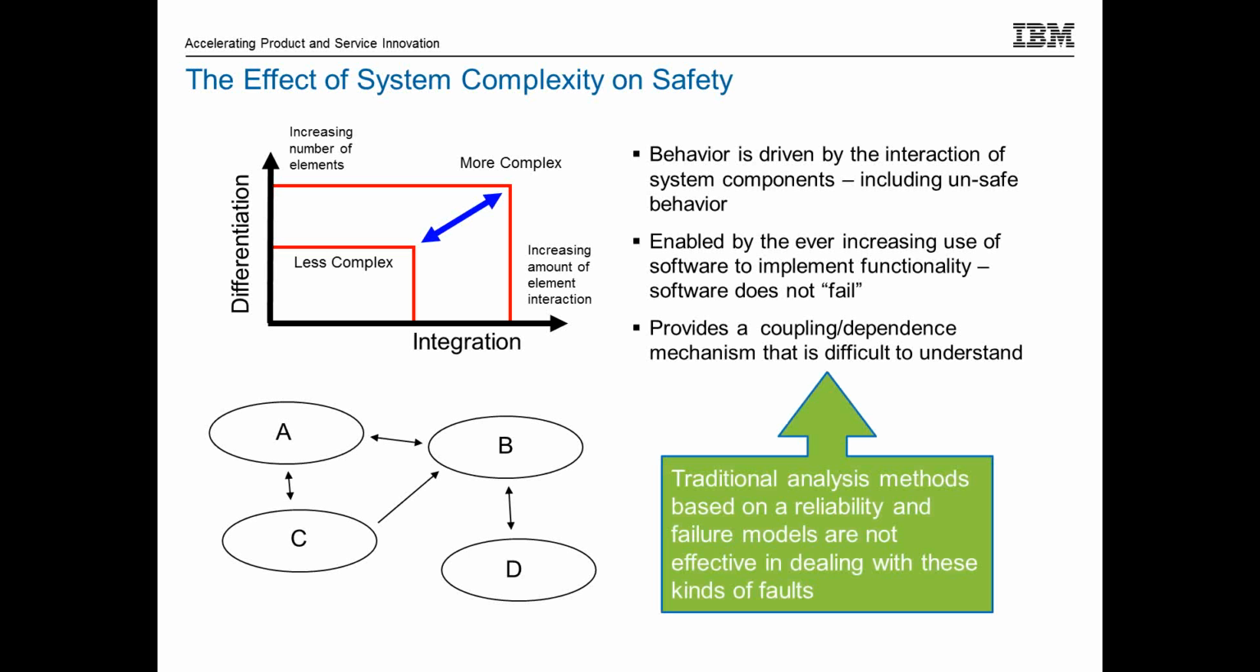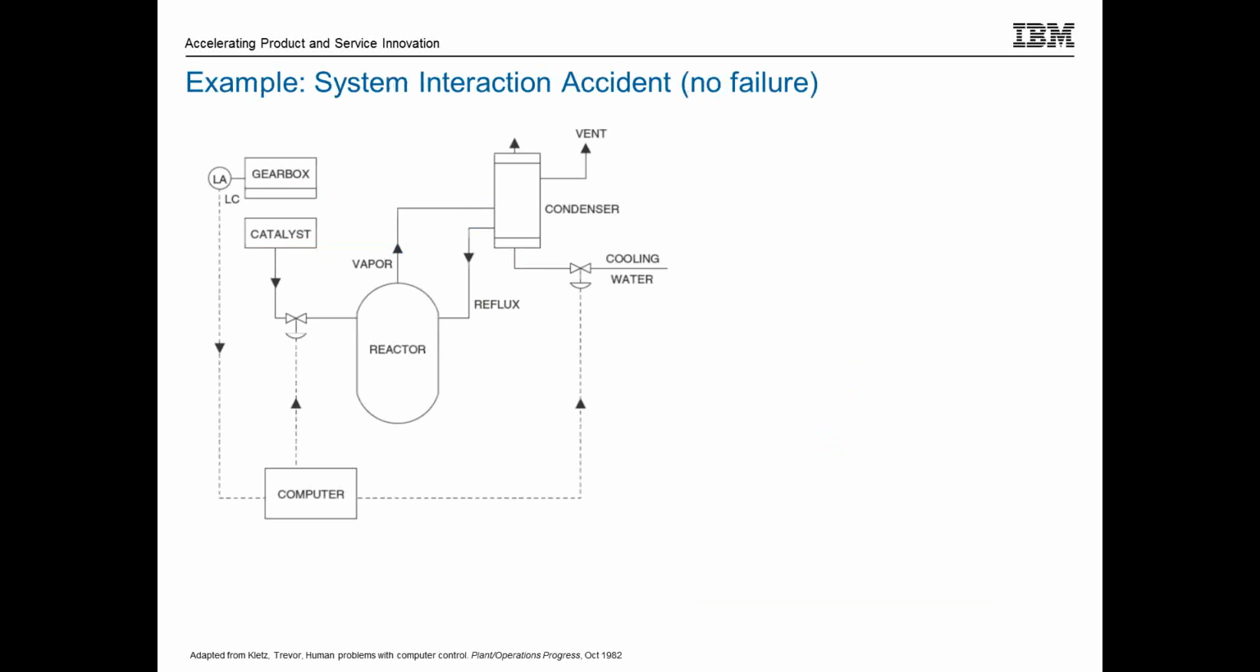And this is where these traditional techniques have problems, because most of them are based on the concept of a failure, as we discussed earlier in the definition, as opposed to dealing with things like errors and design errors. Let's look at an example that illustrates that. So this is a real example. I think this was an English chemical plant of some sort.